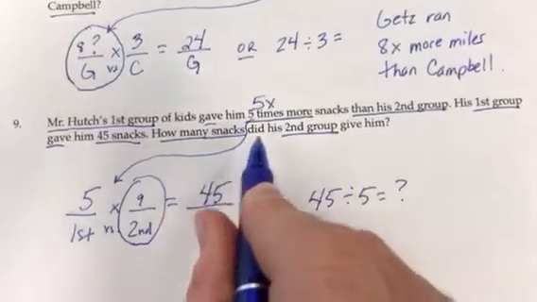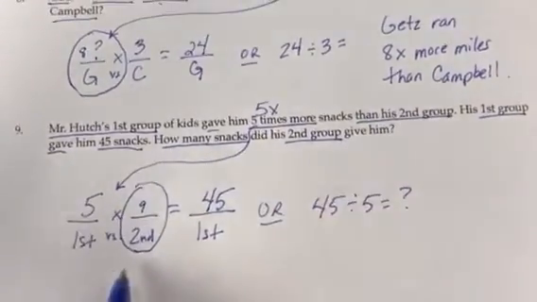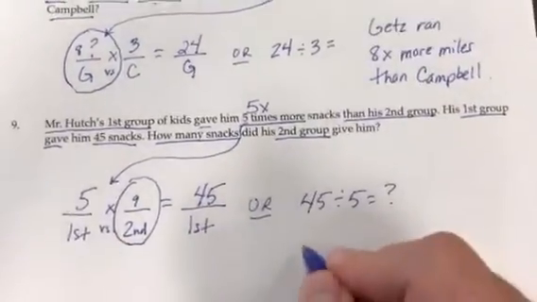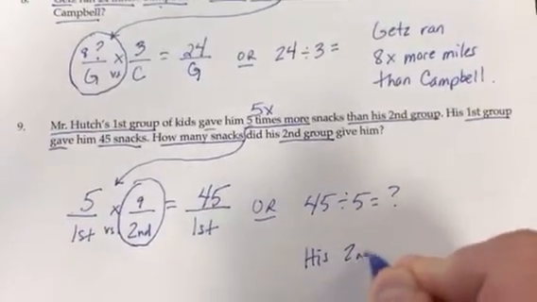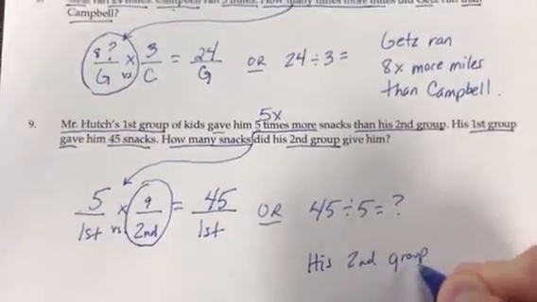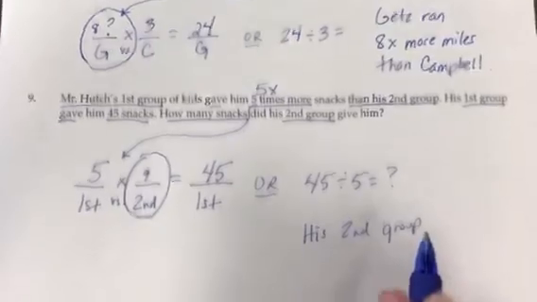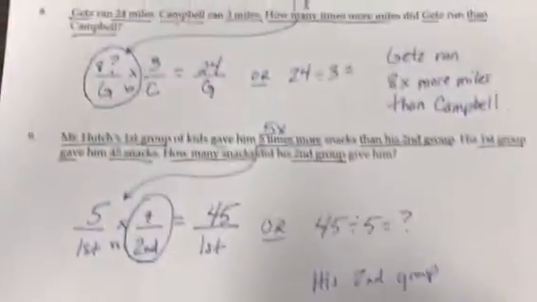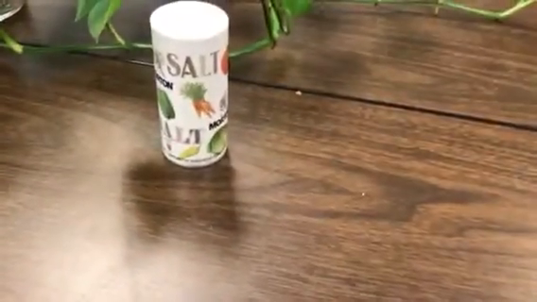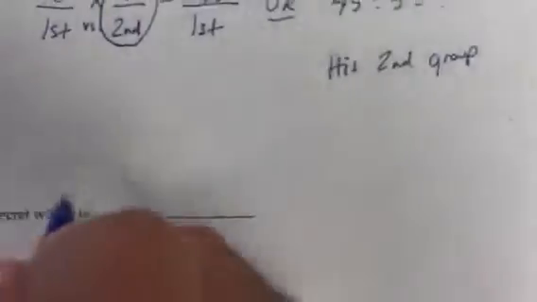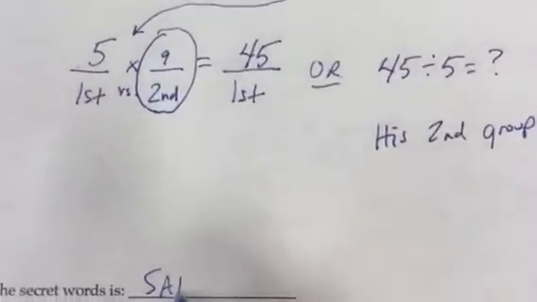How many snacks did his second group give him? And I can see it right here. His second group, oh, let's pause, because you need this secret word. Let's make it be salt. Why not? Write it in there. Here's your proof that you watched this.